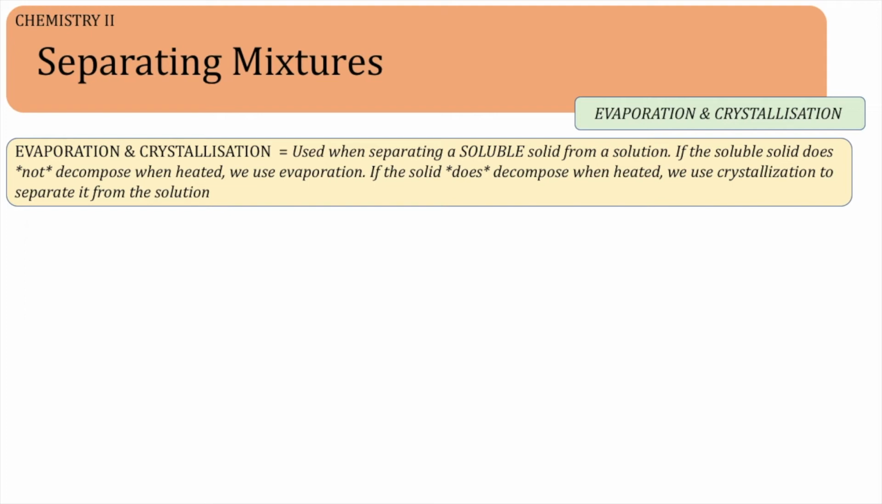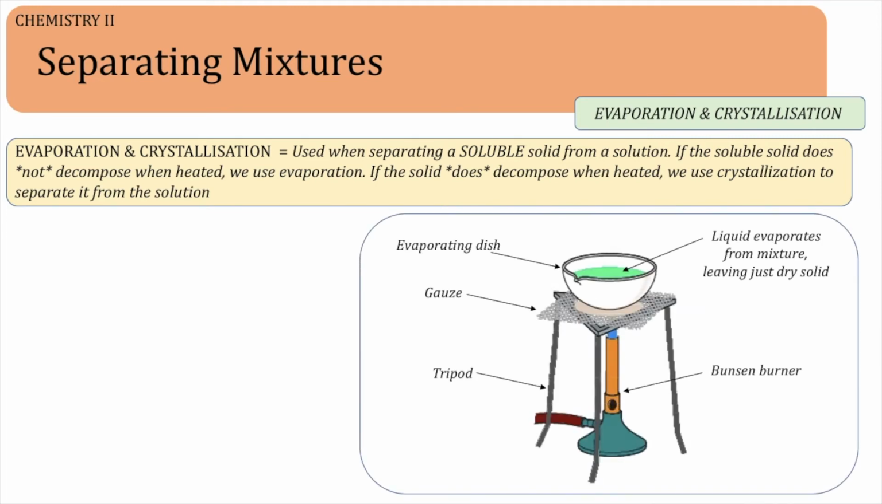If the solid we're trying to separate out does not decompose when heated, we'll use evaporation. If the solid will decompose under heating, we use crystallization. So evaporation is pretty straightforward.